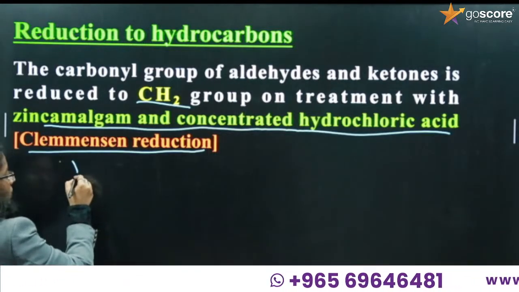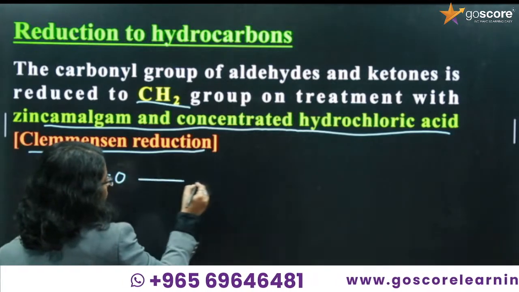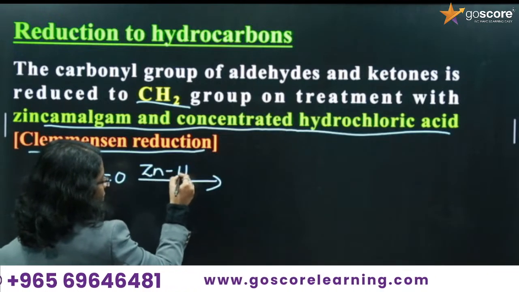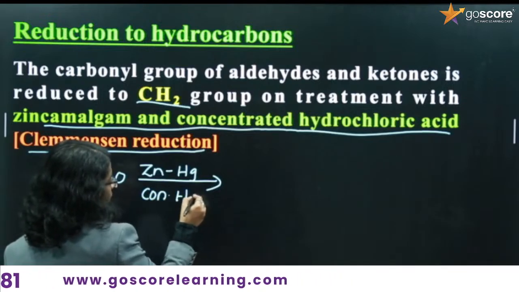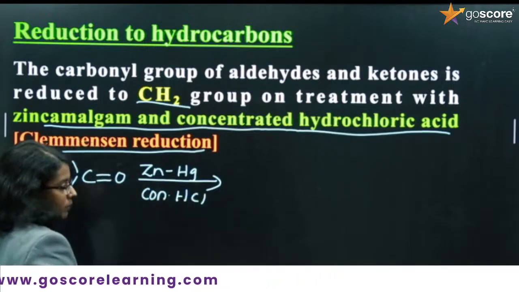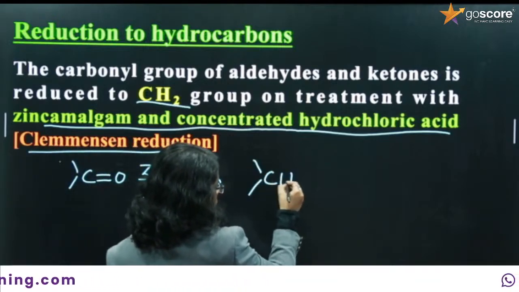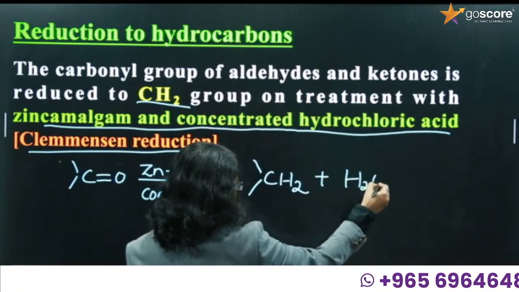That is, the carbonyl compound, C double bond O, on treating with zinc amalgam and concentrated HCl, this CO group will be changed to a CH2 group, that is a methylene group, plus H2O.